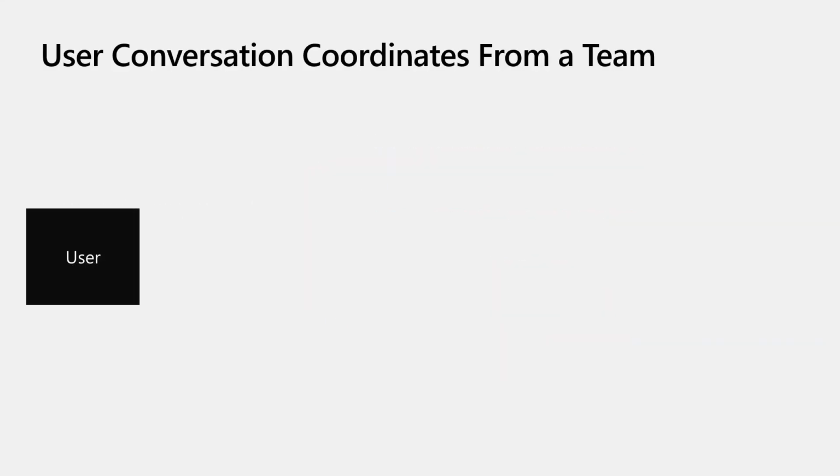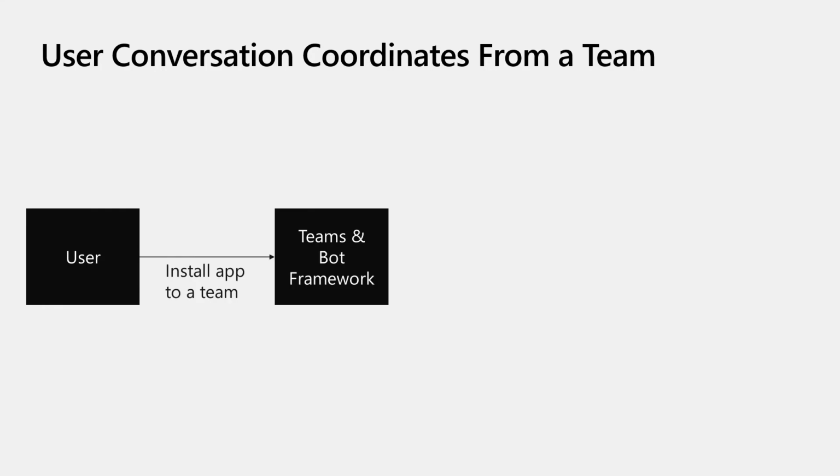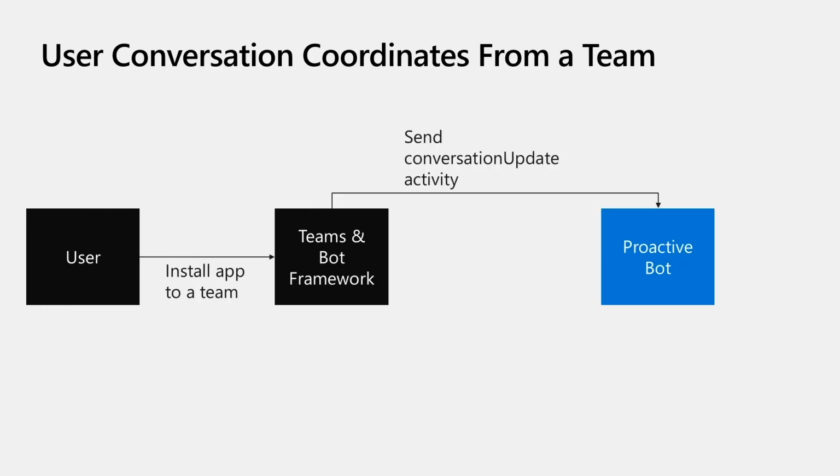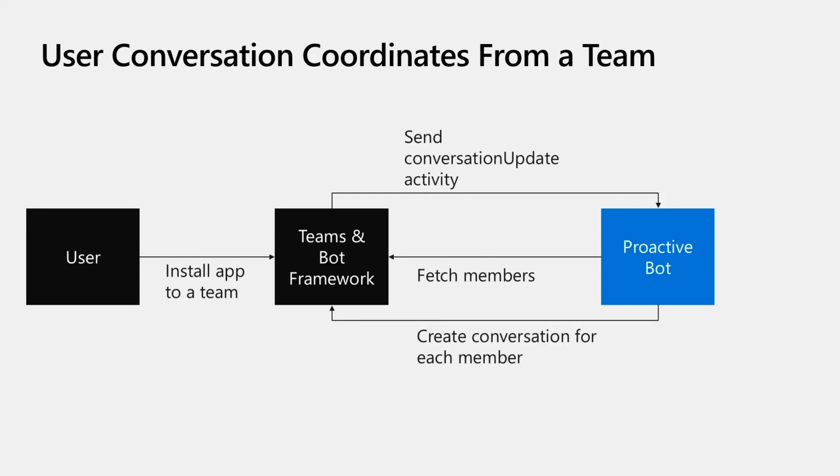While the conversation update for personal installation is easy to use, it does rely on the app being installed for the user. Let's look at the way an app installed in a team can proactively message any member of that team. First, when the app is installed, the conversation update activity will be sent to the bot in the exact same flow we saw when getting conversation coordinates for channels. Now, instead of getting the list of channels, we can get the list of members. With this list, we can then create the one-on-one conversations for each member of the team.